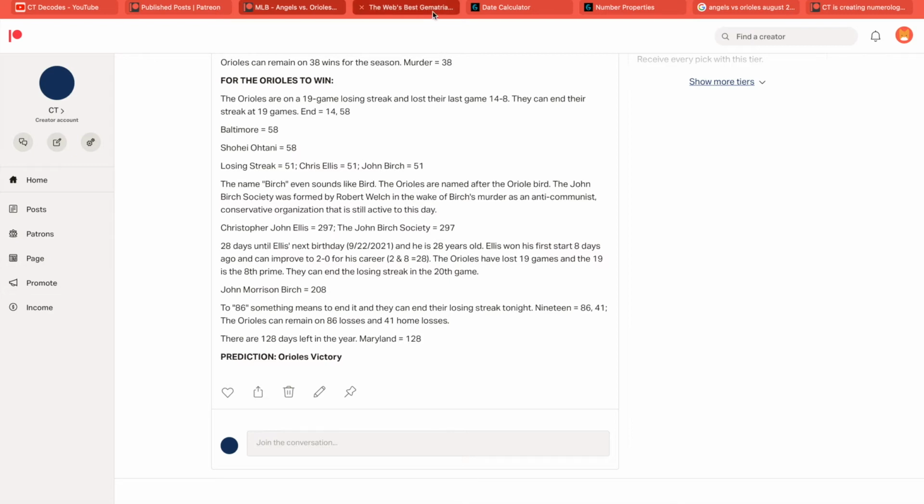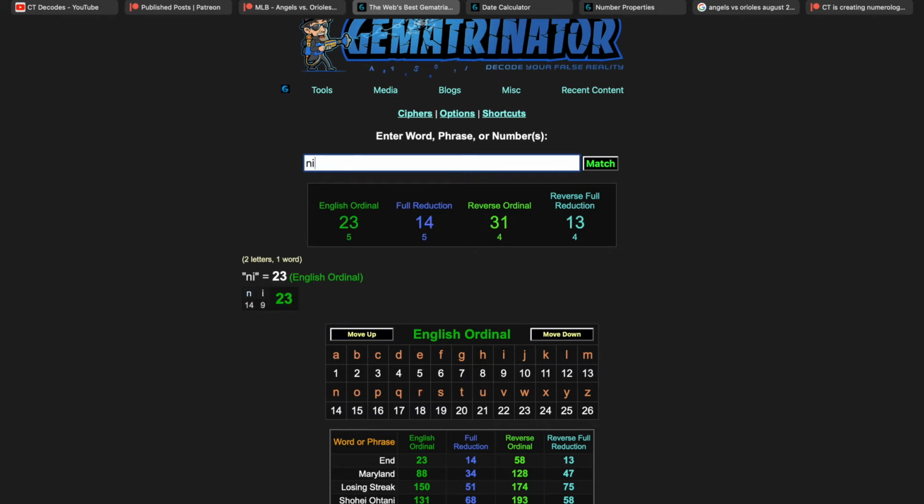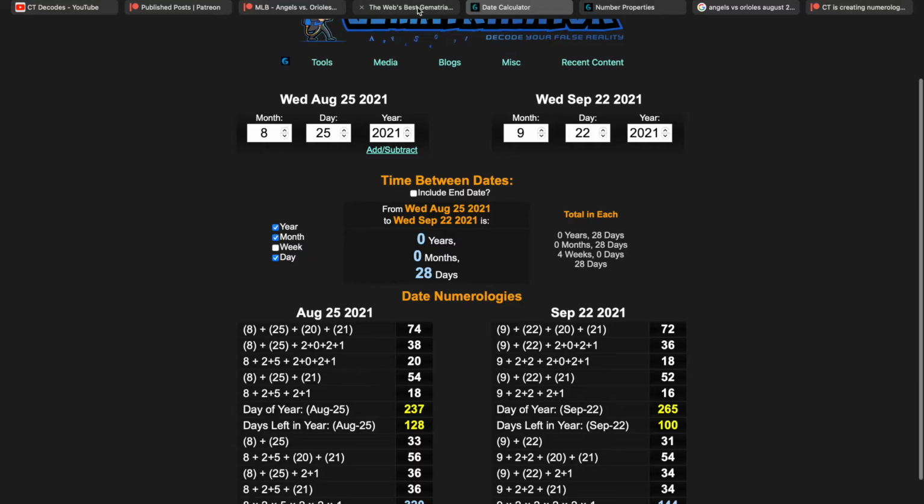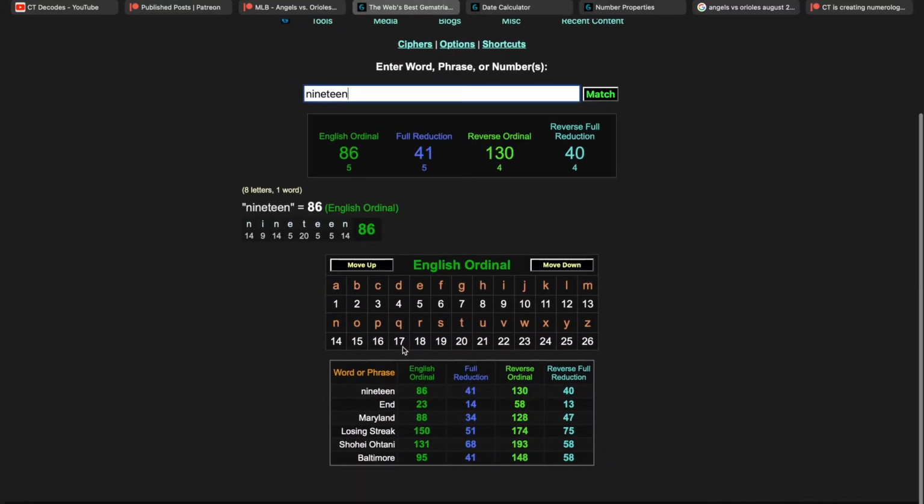The word 19 equals 86. They stayed on 86 losses and 41 home losses for the season. And there were 128 days left in the year. The word Maryland equals 128.